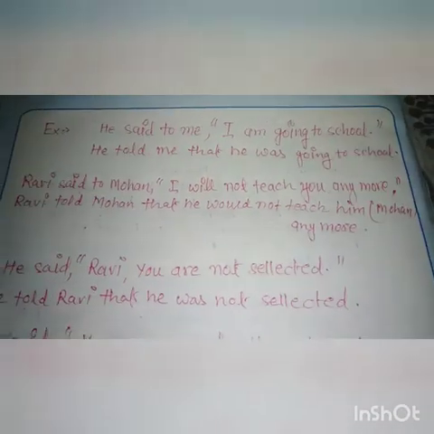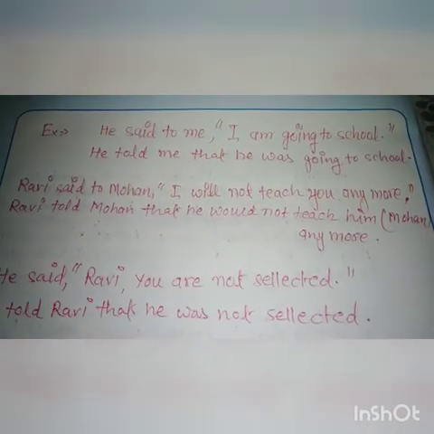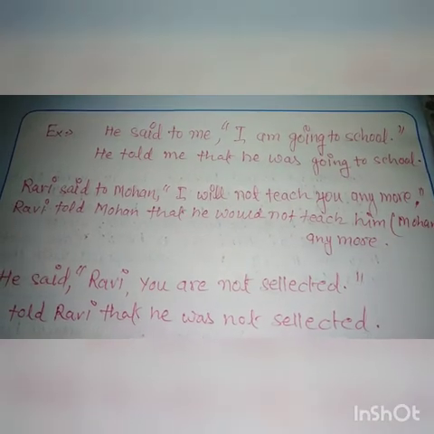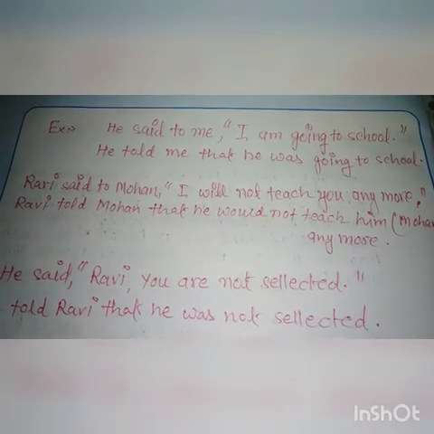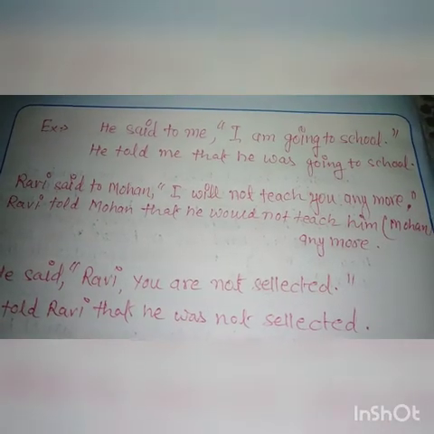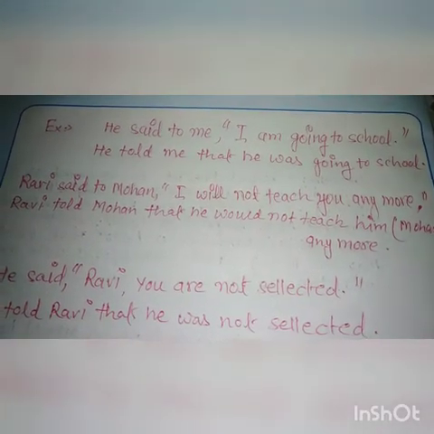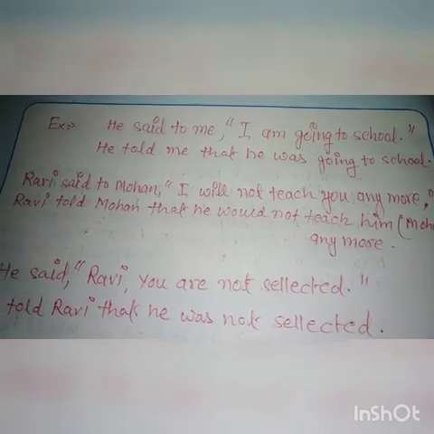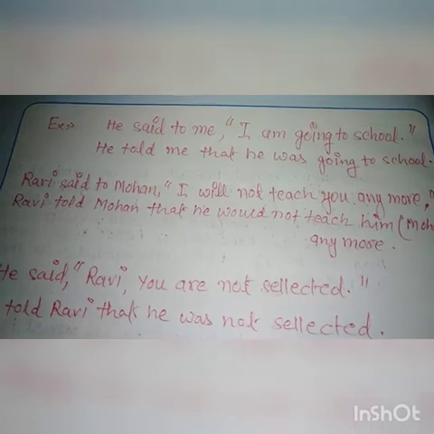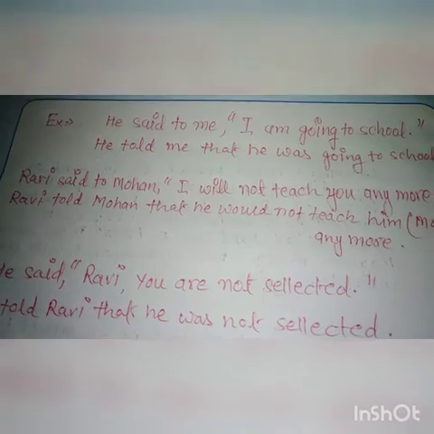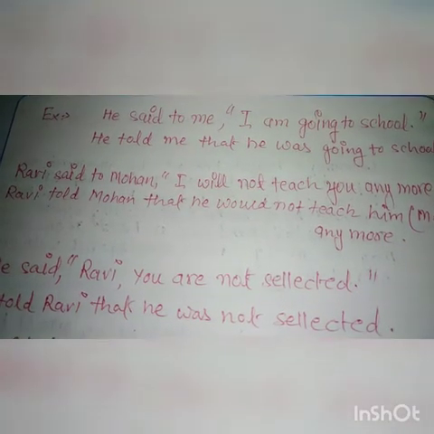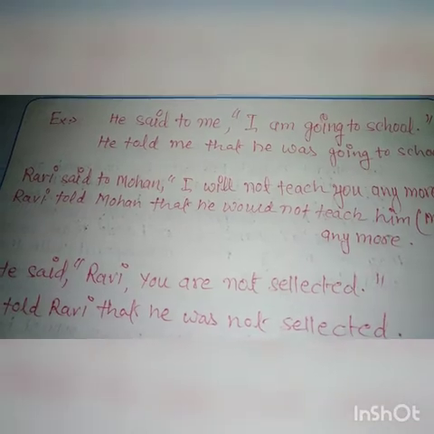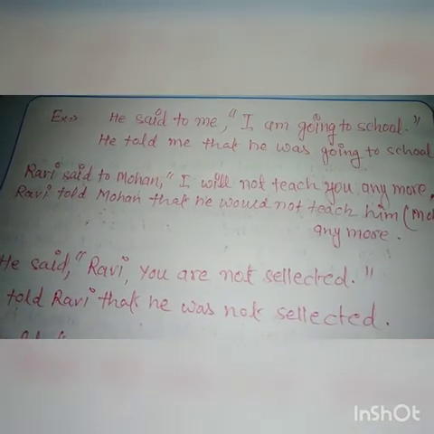Now the second example, Ravi said to Mohan, I will not teach you anymore. We have two pronouns here, I and you. I is first person pronoun and you is second person pronoun. So I will change according to Ravi and you will change according to Mohan, because you is second person pronoun, so it will change according to the object of the reporting verb, and I is first person pronoun, it will change according to the subject of the reporting verb. So just change it. Ravi told Mohan that he would not teach him.